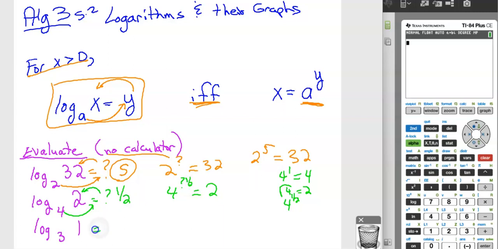Now this one, you need to become familiar with it. I've said it multiple times. So here, log base 3 of 1, what does that equal? Well, 3 raised to what power is 1? Anything to the 0 power. So 3 to the 0 is 1. So this equals 0. Again, go in a counterclockwise motion.